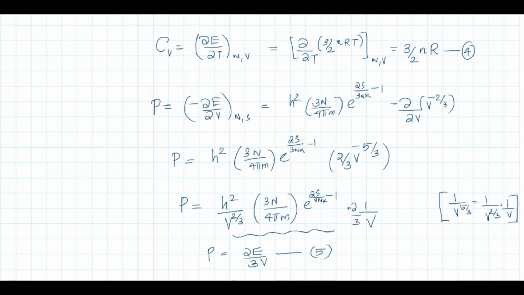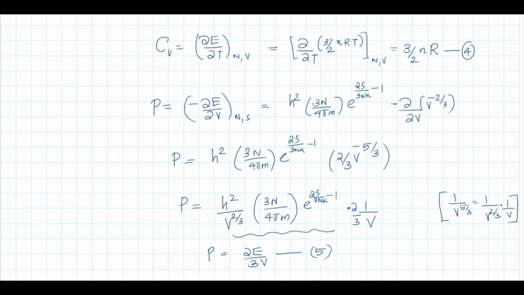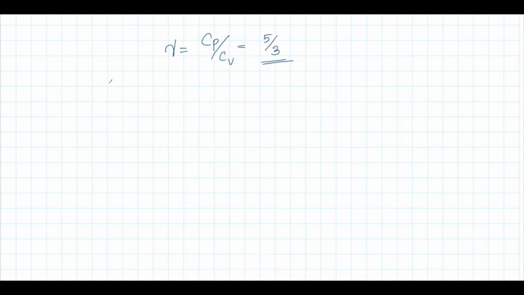We already have an equation for Cv, equation number 4. Now we have obtained an expression for Cp, so I can calculate the ratio of specific heats, Cp by Cv. It is 5/3, because one is 5/2 nR and the other is 3/2 nR. So the ratio of specific heats for an ideal gas is 5/3. Now suppose the gas undergoes an isothermal change.